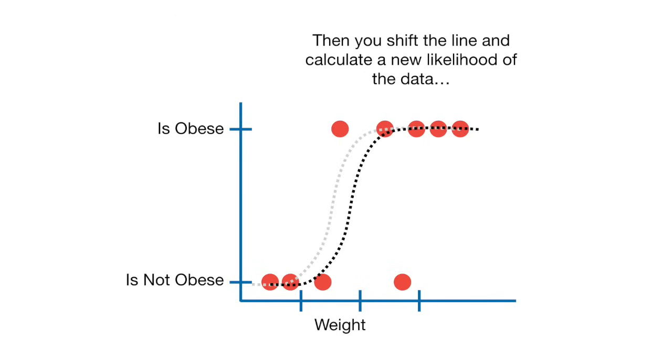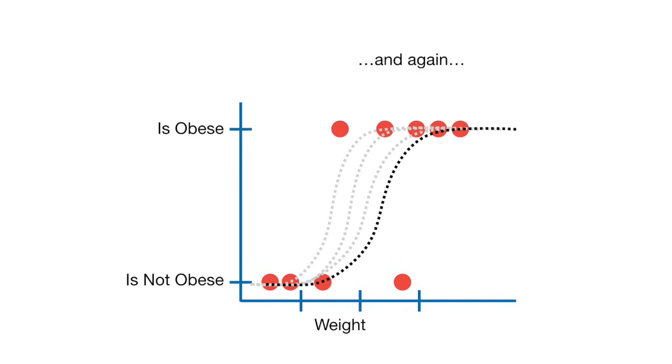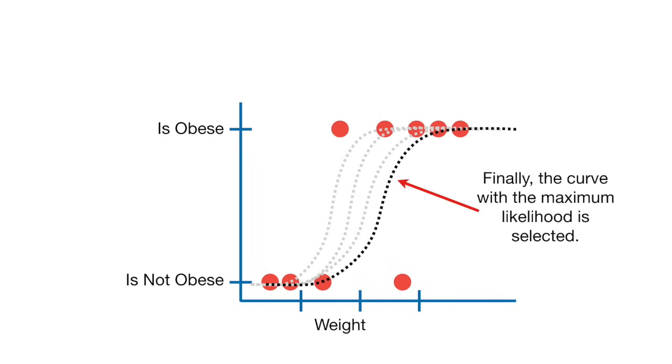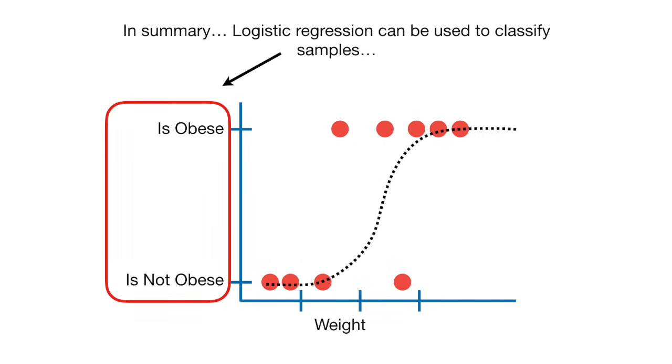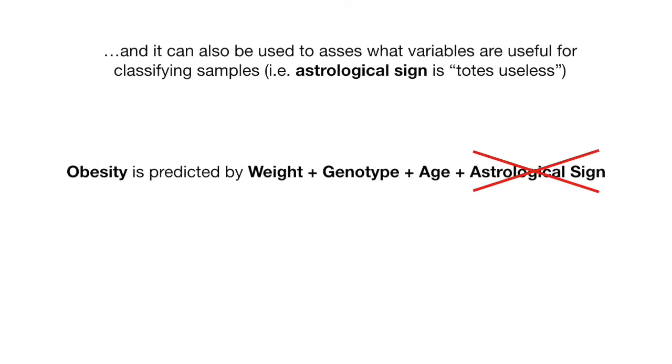Then you shift the line and calculate a new likelihood of the data. And then shift the line and calculate the likelihood again. And again. Finally, the curve with the maximum value for the likelihood is selected. Bam! In summary, logistic regression can be used to classify samples, and it can use different types of data, like size and/or genotype, to do that classification. And it can also be used to assess what variables are useful for classifying samples, i.e., astrological sign is totes useless.